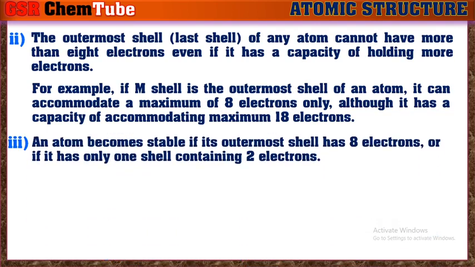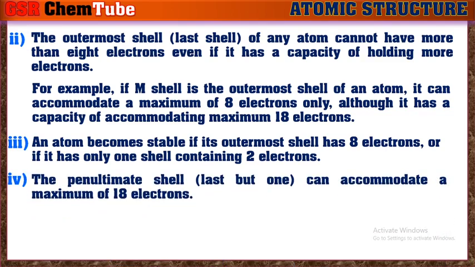Next point, an atom becomes stable if its outermost shell has 8 electrons or if it has only one shell containing 2 electrons. Those elements we call noble gases. They have 8 electrons in the outermost shell because they are stable. The penultimate shell can accommodate a maximum of 18 electrons. Here the term penultimate means last but one, the second shell from the outermost, which can accommodate a maximum of 18 electrons.